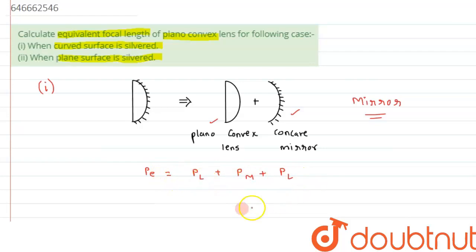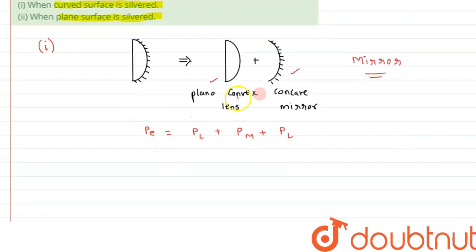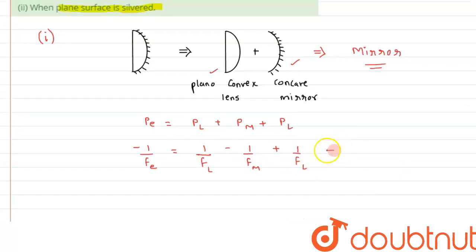These are all the equivalent powers we are getting, and we know the whole system behaves as if it is a mirror. So we know the power for a mirror is the negative of the reciprocal of the focal length. So we write 1 over f equivalent. For a mirror it is negative of 1 by f, and for a lens it is plus 1 by f. So we can write it as minus 1 by fm plus 1 by fl. Let's say this is our equation number 1. First we will calculate fl and fm, and then substitute in this equation to get the desired result.